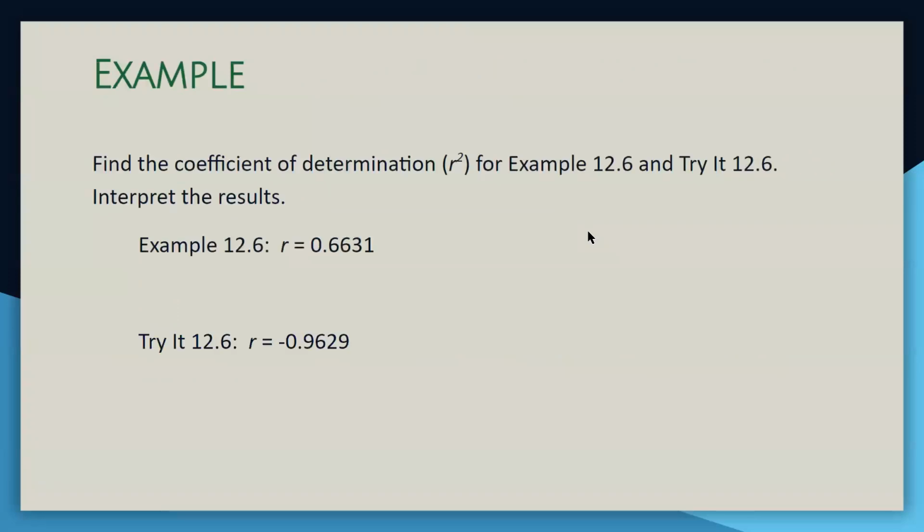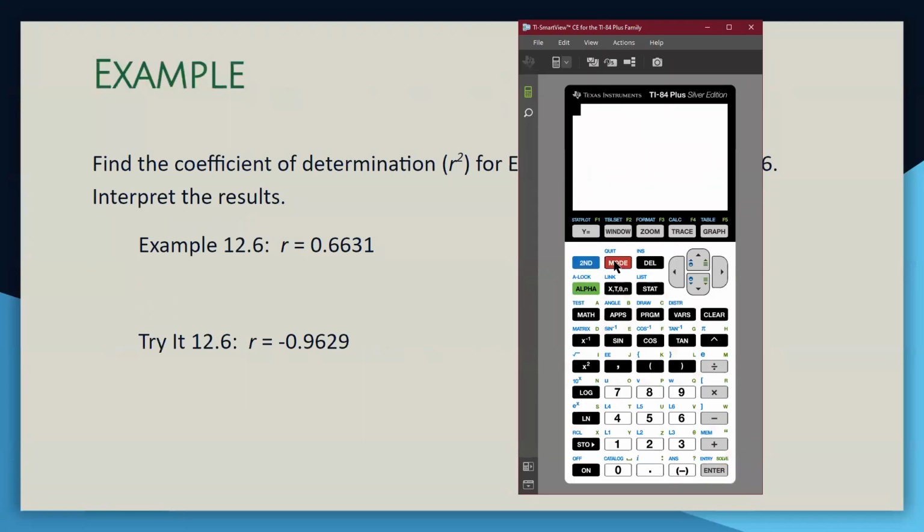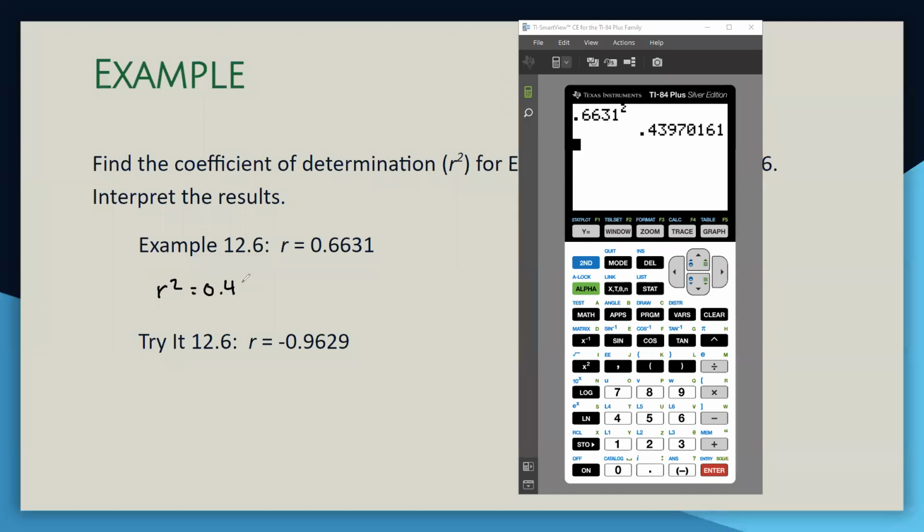So we're going to do this for the two that we saw here. I'm going to really quick just grab our calculator and do the rounded squaring because I think that's easier and I'm lazy. So second clear. So for that first one, 0.6631 squared, and we get something close to what the calculator gave us last time. So it's giving us 0.4397. And then we're going to try it down here and then talk about what those numbers mean.